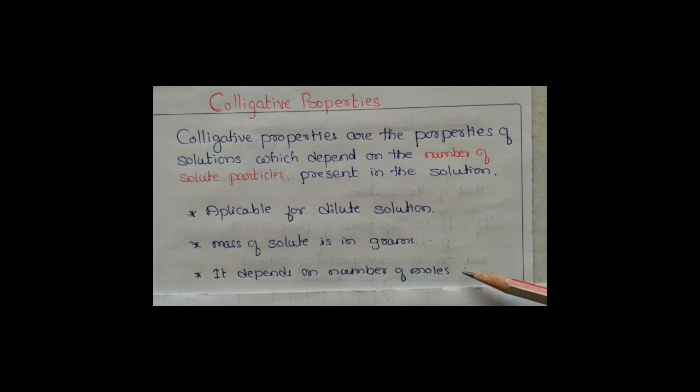So another way of expressing it: colligative properties are the properties of the solution which depend upon the number of moles. Some textbooks give it that way, the number of moles of the solute particles present in the solution. So then what are the colligative properties? There are mainly 4 colligative properties.